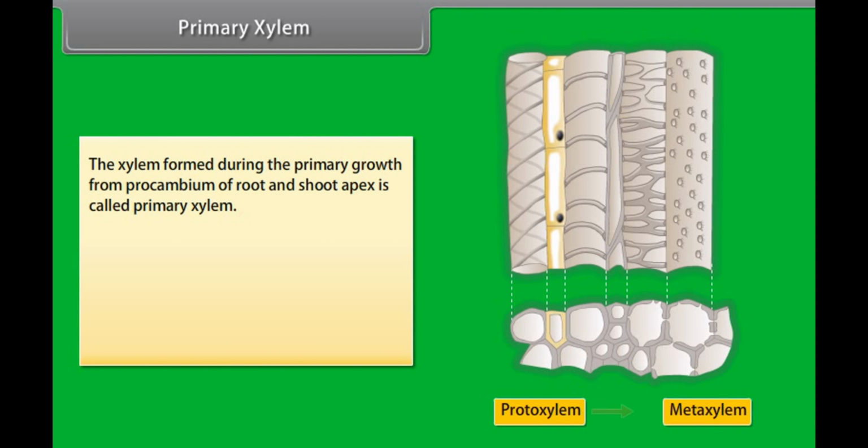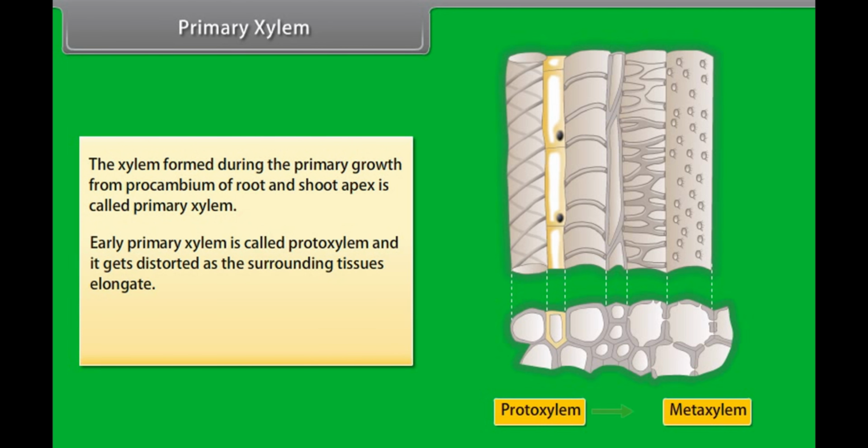Primary xylem. The xylem formed during the primary growth of procambium of root and shoot apex is called primary xylem. Early primary xylem is called protoxylem and it gets distorted as the surrounding tissues elongate. The xylem that is formed at the last is called metaxylem.